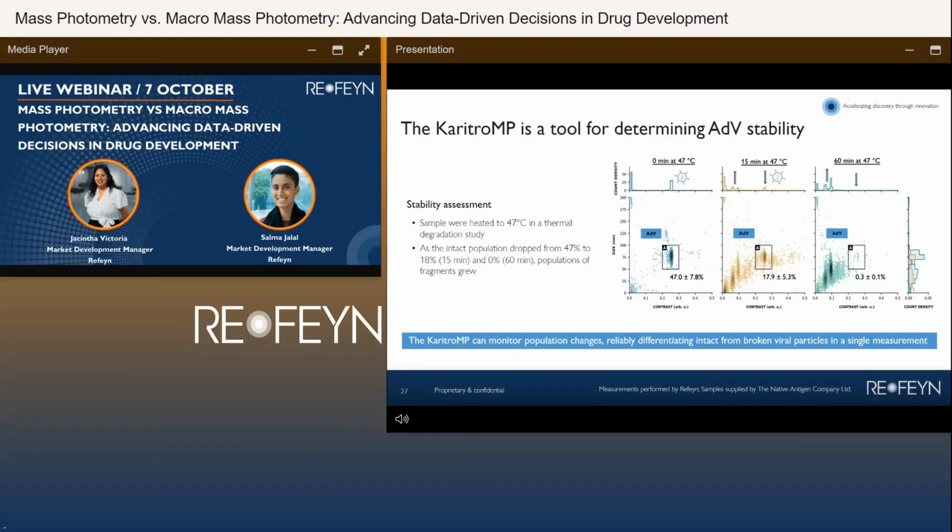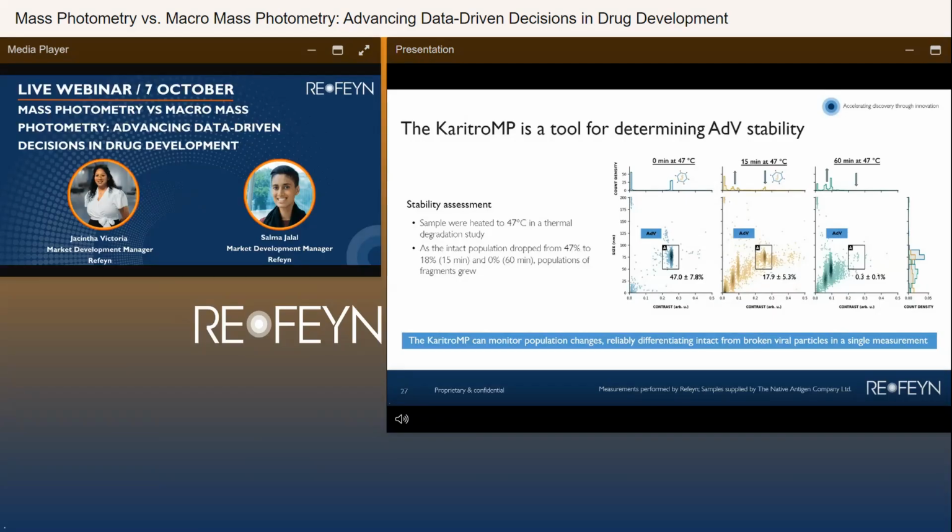As you can see from the image on the right, we have 3 different time points going from 0 minutes to 60 minutes. So at 0 minutes at 47 degrees, you have your intact full population, which is about 50%. As the exposure time increases, you see a depletion of the intact population, going down to about 0.3% at the highest exposure time point of 60 minutes. Another thing that you notice is an increase or appearance of the degradation products in the lower contrast, lower size range. So this is very critical because this shows that Querétaro can be a stability indicating tool.